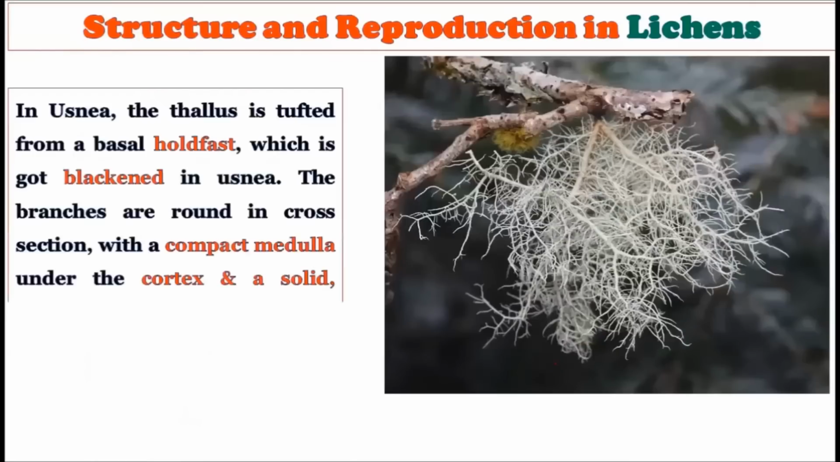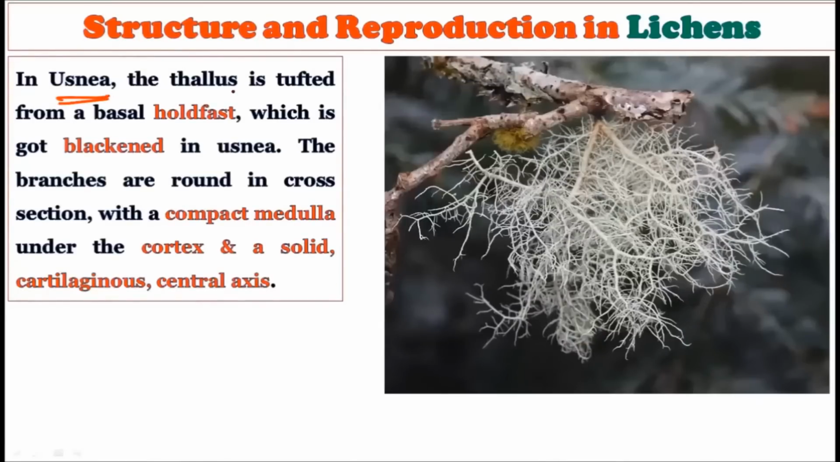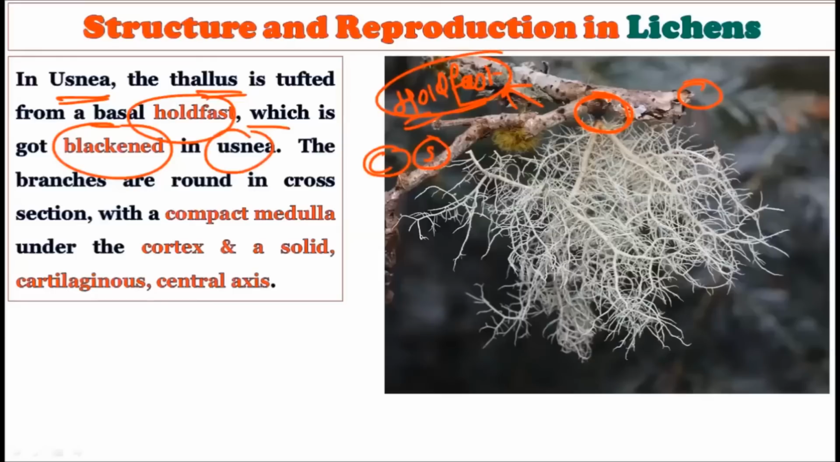Okay, now consider Usnea, which is a Fruticose lichen, the thallus is tufted from the basal holdfast. That is, they also contain the holdfast. See, this structure, the holdfast, is not found in the Crustose lichen or the Squamulose lichen. Here you can observe this is the holdfast of the Usnea. As you know, in the algae, we have studied the holdfast, which is the basal area which is attaching this particular structure to the substratum. This holdfast structure is responsible for the attachment to the substratum, right? And which is blackened in Usnea. Now clearly observe here, you will see the blackened area. The color of this holdfast in the Usnea is black.